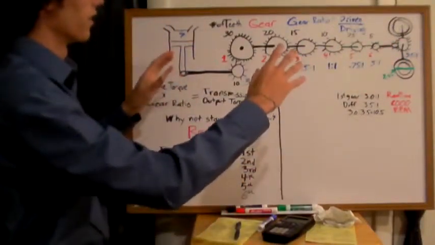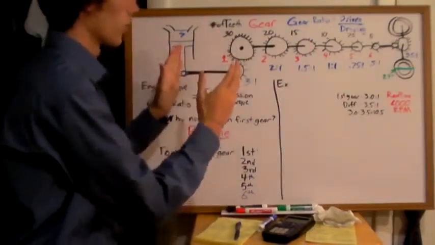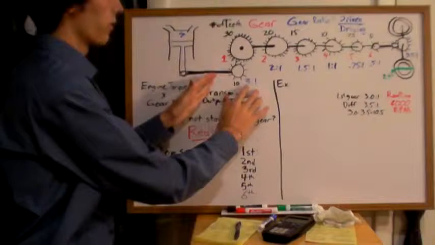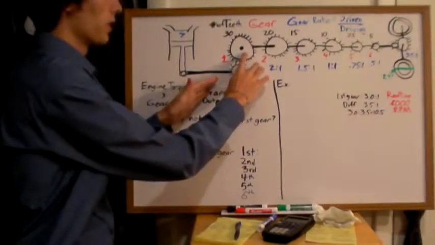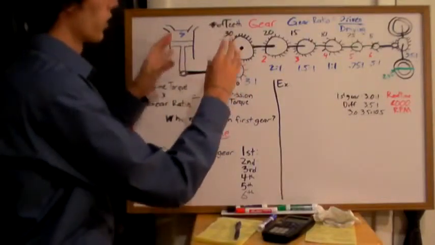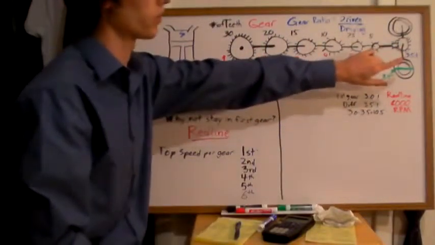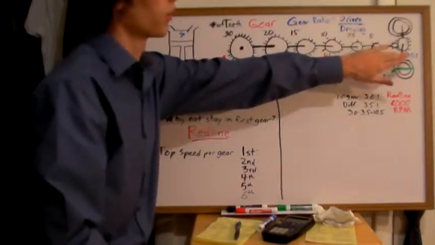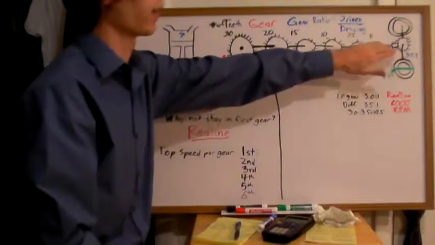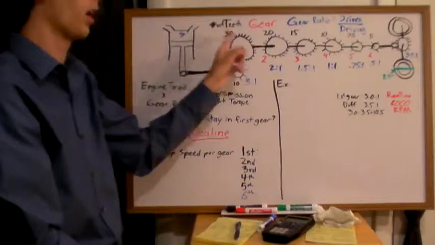Now, you've got to look at the big picture once again. So let's say we're in 1st gear with a gear ratio of 3 to 1. There's 3 times as many teeth on this gear as there are on the driving gear. So we've got a gear ratio of 3 to 1. Now our differential, that doesn't change. The differential is just set. So that's going to be 3.5 to 1. Every rotation of your tire requires 3.5 revolutions of your transmission.